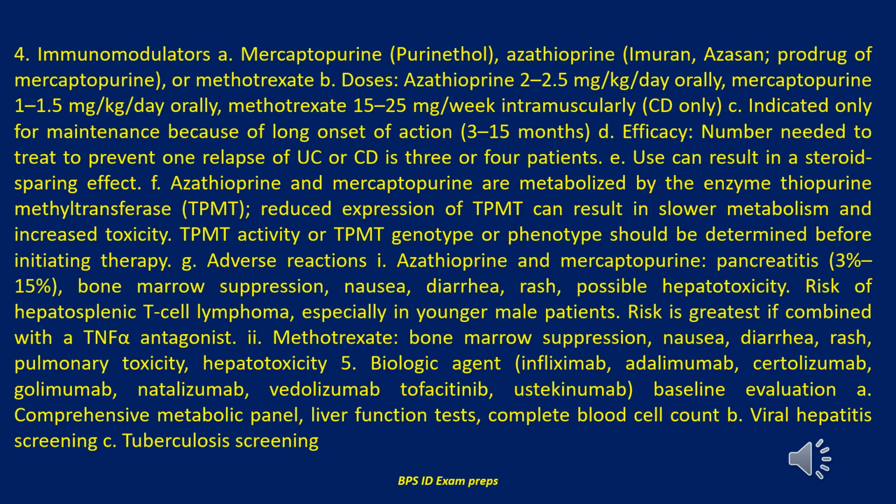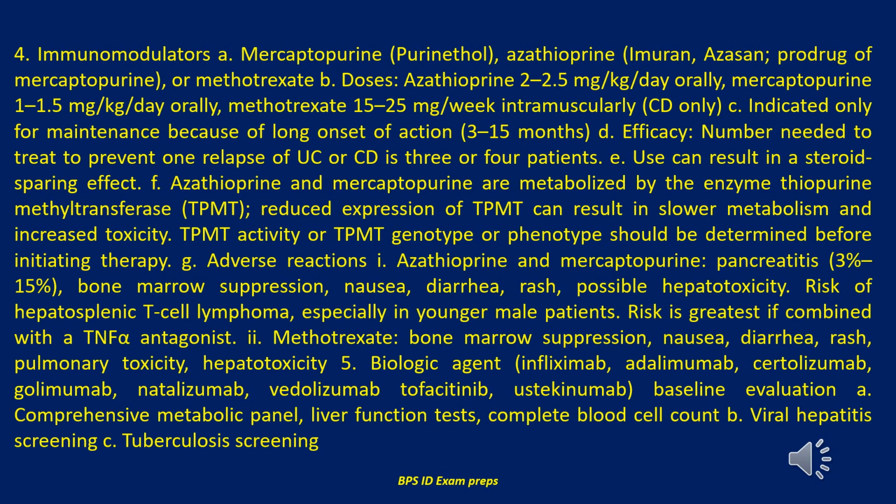4. Let's now discuss immunomodulators used in the treatment of IBD. A. They include mercaptopurine, marketed as Purinethol, azathioprine, marketed as Imuran and Azasan, which is a prodrug of mercaptopurine, or methotrexate. B. Their doses are azathioprine 2 to 2.5 mg per kilogram per day orally, mercaptopurine 1 to 1.5 mg per kilogram per day orally, methotrexate 15 to 25 mg per week intramuscularly in CD only.